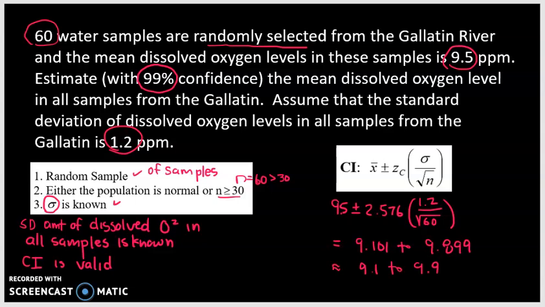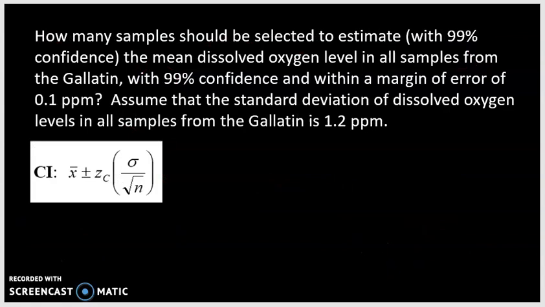Now, the follow-up question is about sample size. How many samples should be selected to estimate with 99% confidence the mean dissolved oxygen level in all samples from the Gallatin with 99% confidence? So I guess I have to reiterate that, but here's the key: to within a margin of error of 0.1 parts per million. Now, from our previous example, we knew that the 99% confidence interval is 9.1 to 9.9.